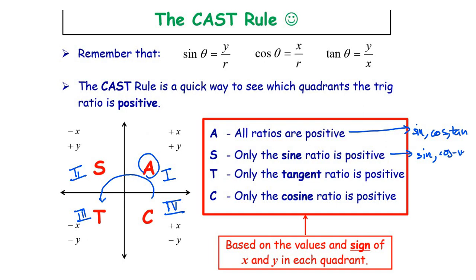Cos would come out to be negative. Tan would come out to be negative. In the third one, we have T. So only the tangent ratio is positive in T, whereas sine and cos would be negative.